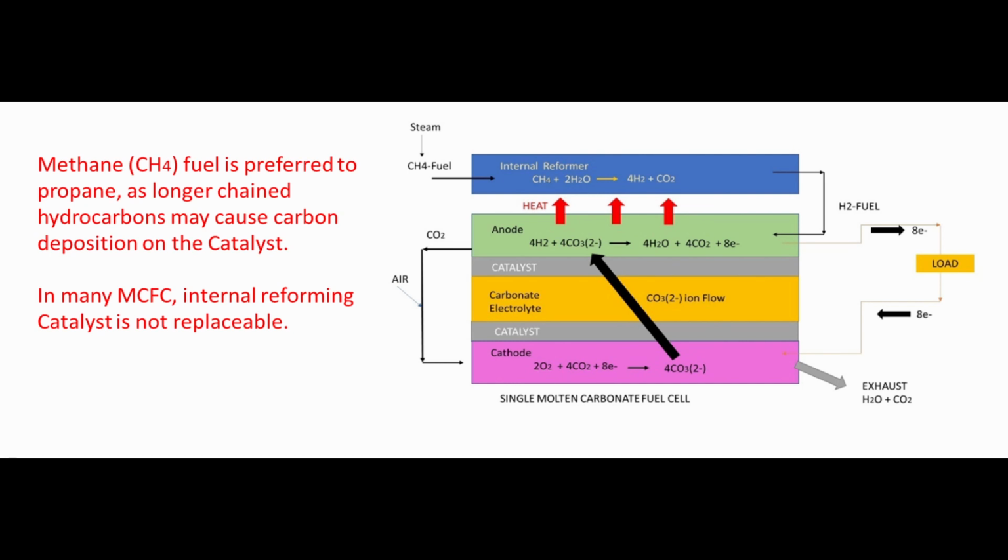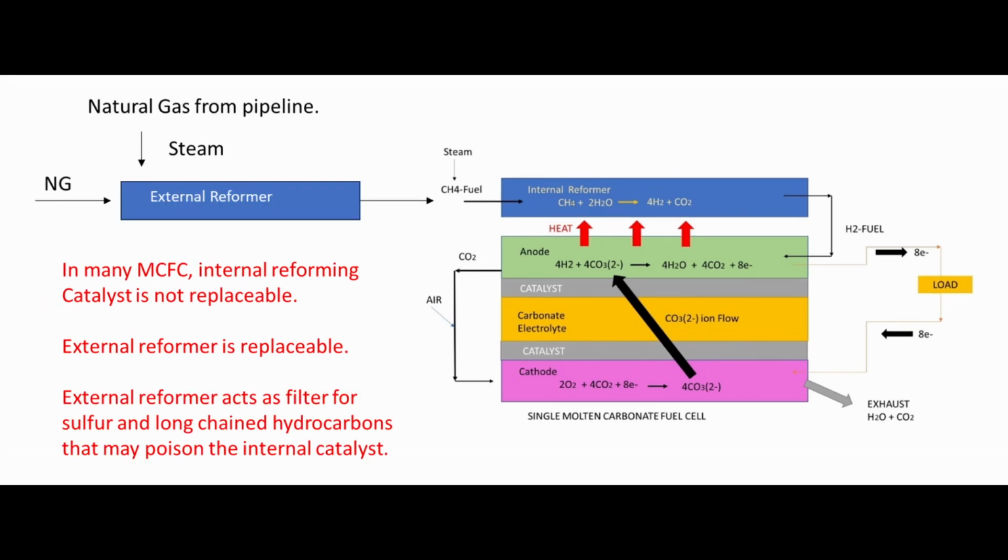In most MCFCs, the internal reformer catalyst is not replaceable. Some MCFC systems use a dual system of internal and external reformers. The external reformer catalyst can be replaced and serves as a fuel filter to absorb sulfur and more complex hydrocarbons. So, only methane and steam will be able to get into the internal reformer.